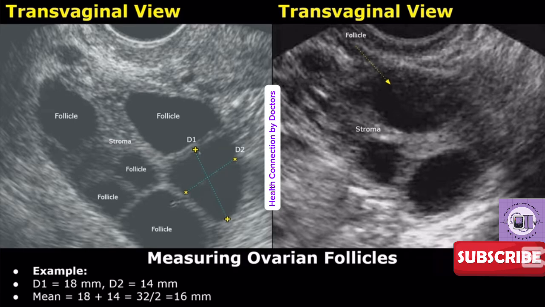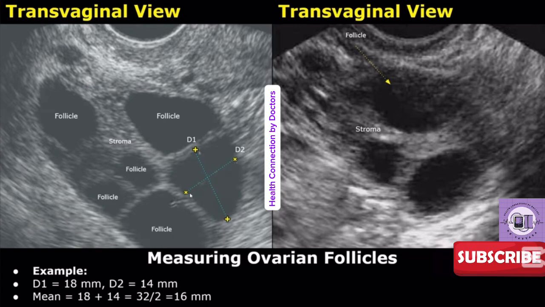Let's look at a few examples of measuring follicles. In this image, we are measuring this follicle first. So first we place one set of calipers on the maximal dimension at the inner walls of the follicle, and the second set of calipers must be placed perpendicular to the first set. The longer measurement is diameter 1 or D1 and the second measurement is D2.